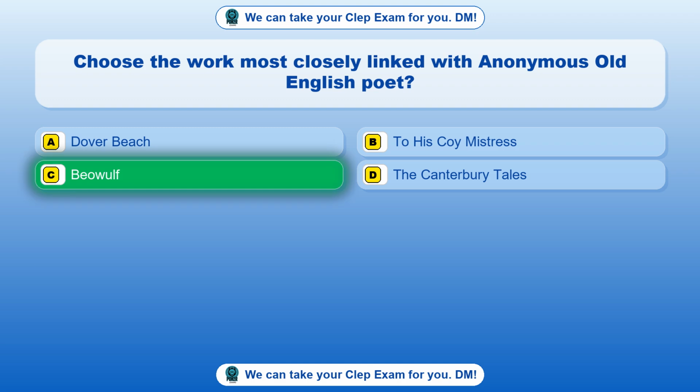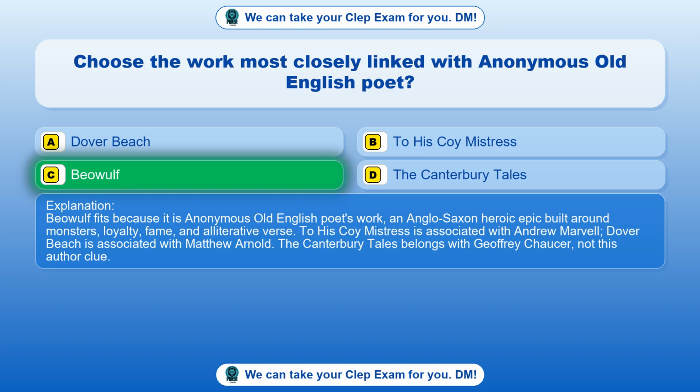Beowulf. Beowulf fits because it is an anonymous Old English poet's work, an Anglo-Saxon heroic epic built around monsters, loyalty, fame, and alliterative verse. To His Coy Mistress is associated with Andrew Marvell. Dover Beach is associated with Matthew Arnold. The Canterbury Tales belongs with Geoffrey Chaucer, not this author clue.